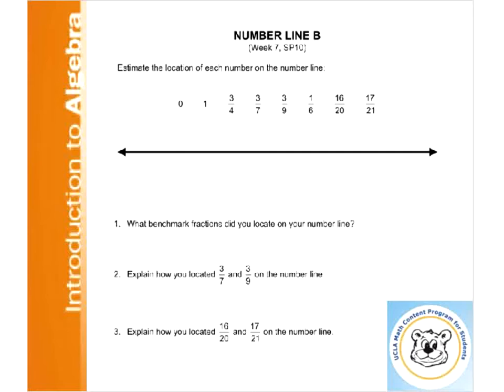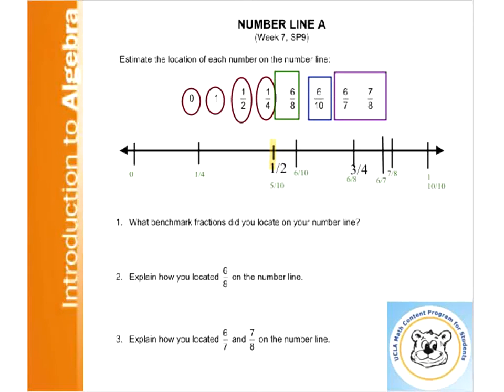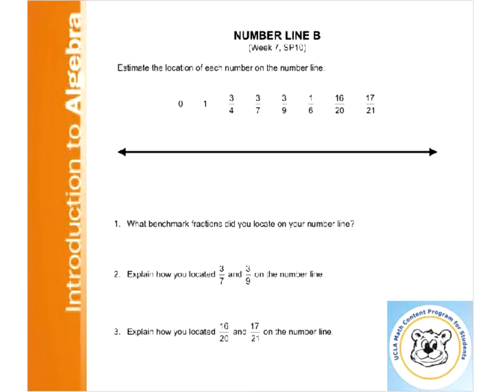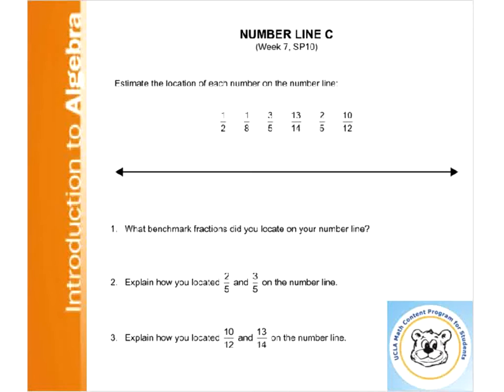Actually, the next 2 pages are very similar to number line A, but again, it's a different set of numbers, so they may require some different strategies and some different benchmark fractions. We're not going to do this because you basically get the idea, but I do want to point out a couple suggestions that the teacher guide makes. There's basically different ways you can run this activity. One way is obviously having the students work out of their student pages and then having a discussion about or sharing their strategies on how they placed the different fractions on the number line.